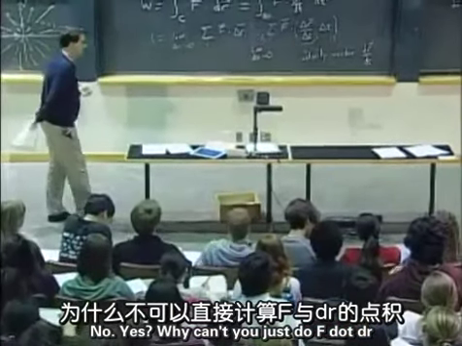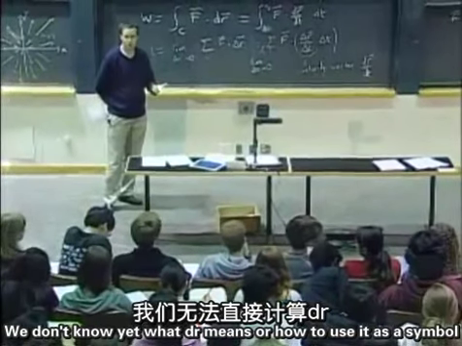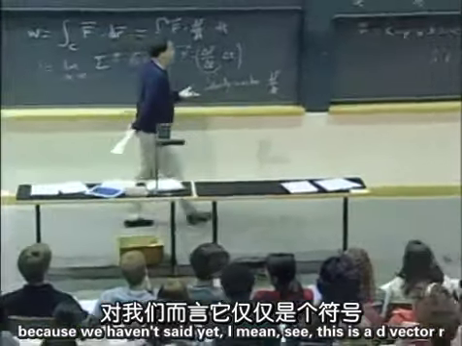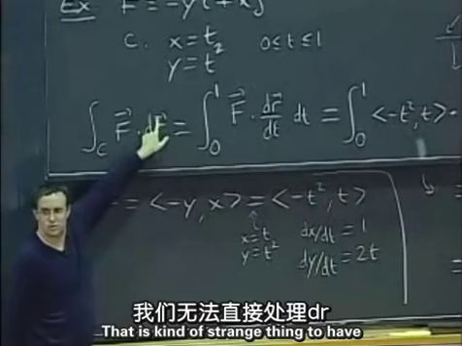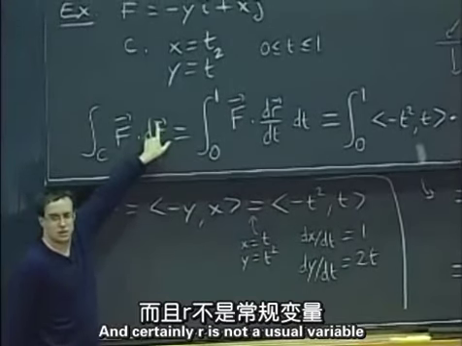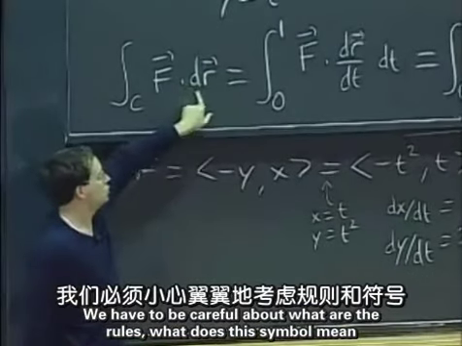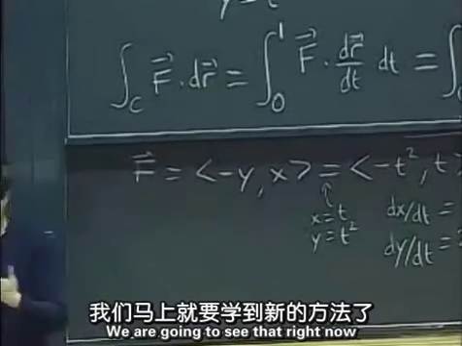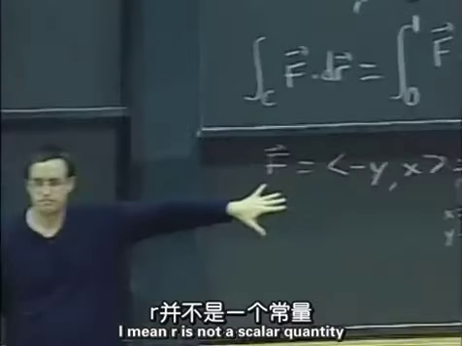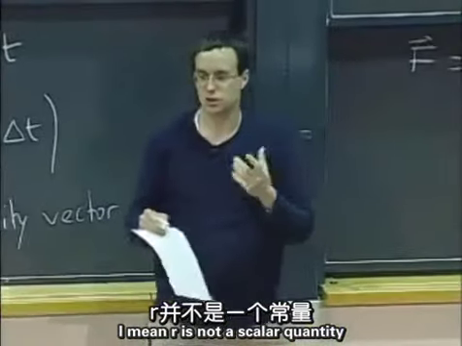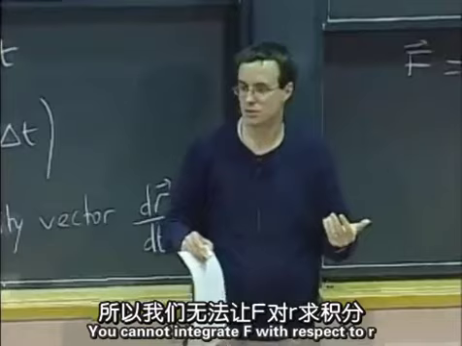Why can't you just do f dot dr? Well, soon we'll be able to. We don't know yet what dr means or how to use it as a symbol, because we haven't said yet. This is a d vector r, that's kind of a strange thing to have, and certainly r is not a usual variable. We have to be careful about what the rules are. What does this symbol mean? We're going to see that right now, and then we can do it in a slightly more efficient way. But r is not a scalar quantity. R is a position vector, right? So you can't integrate f with respect to r. We don't know how to do that.